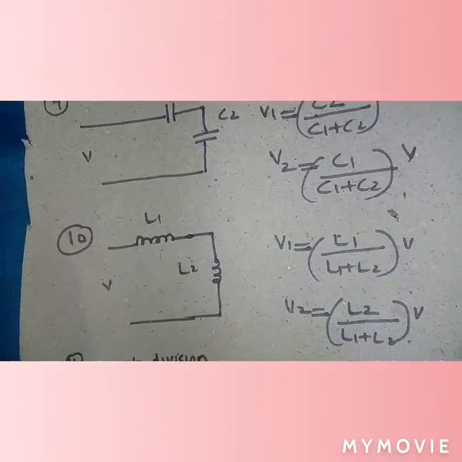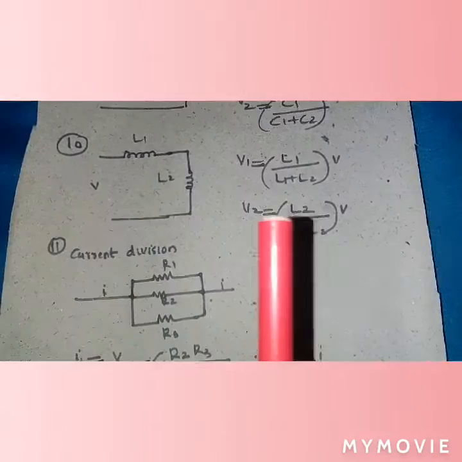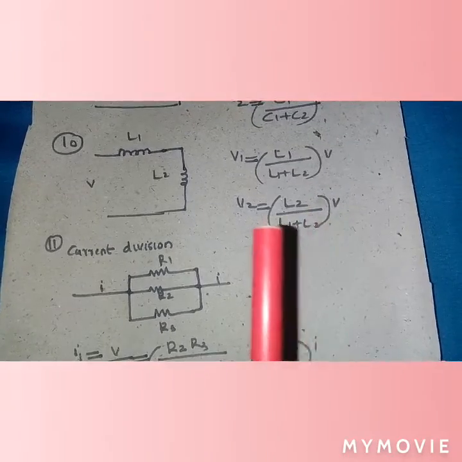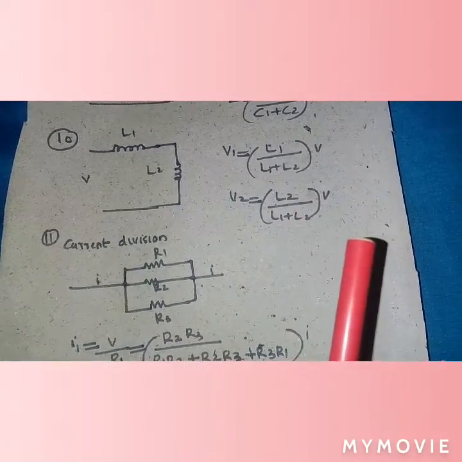For inductors series connection, the voltage is divided as V1 is equal to L1 divided by L1 plus L2 into V. V2 is equal to L2 divided by L1 plus L2 into V.